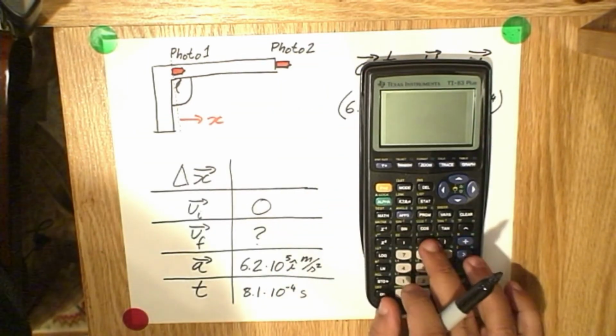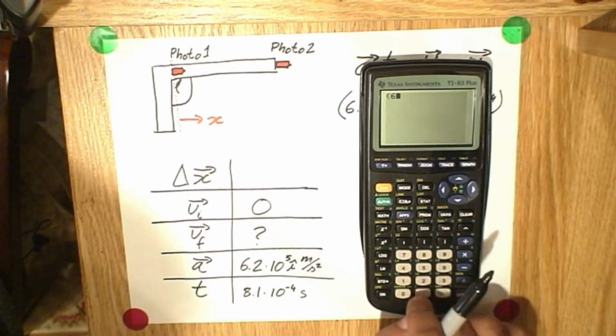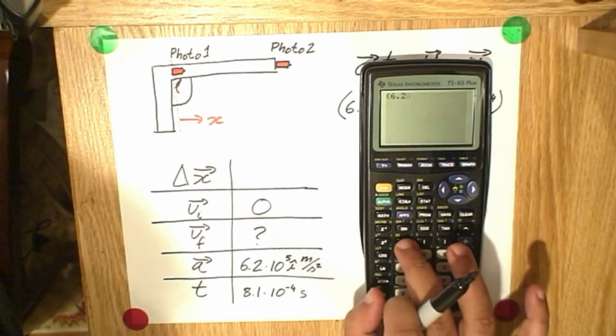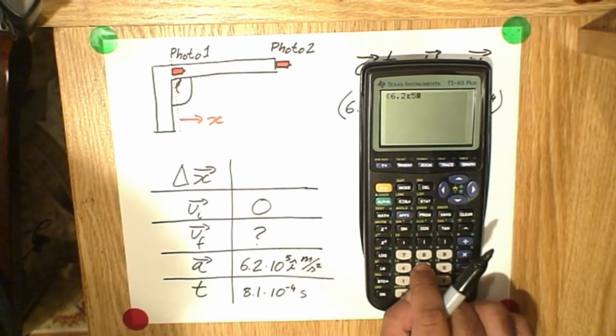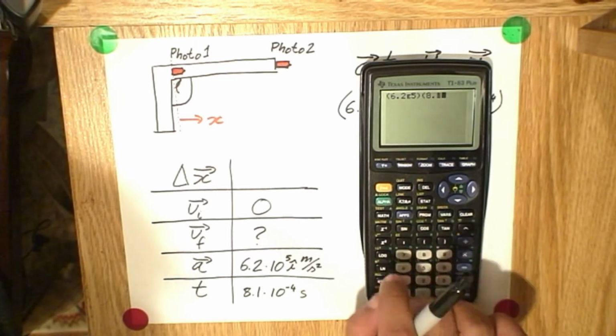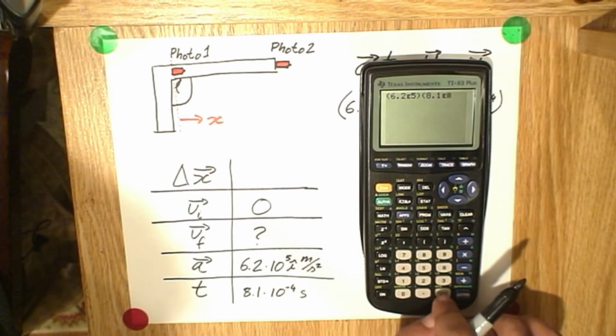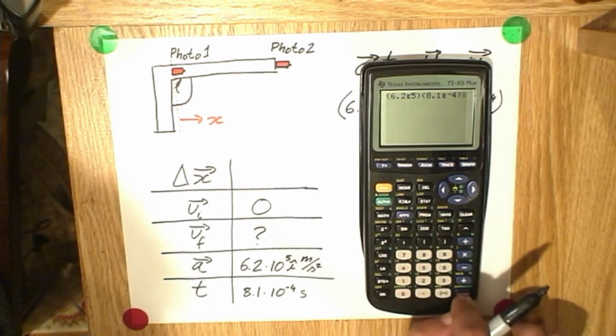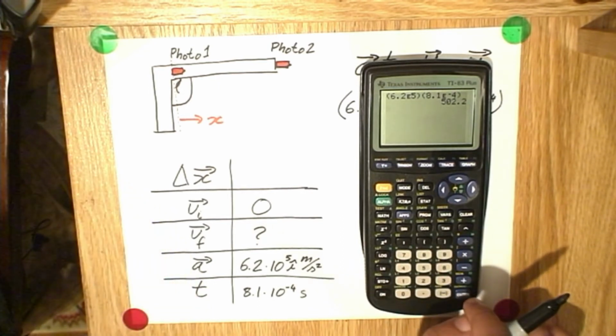Let's go ahead and do that. 6.2 times 10 to the power of 5 multiplied by 8.1 times 10 to the power of negative 4 gives us 502.2 meters per second.